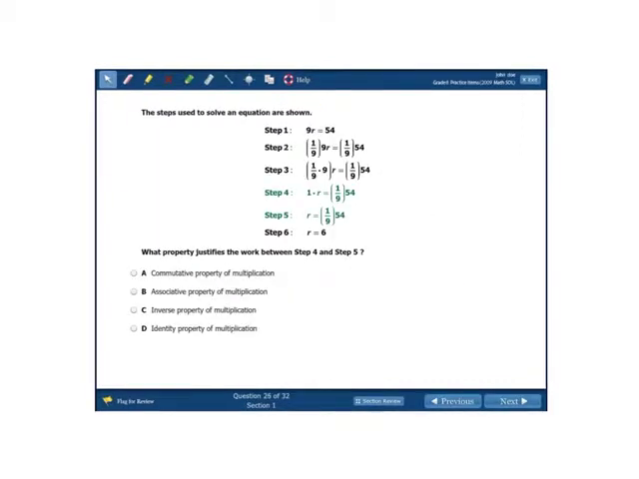Okay, so remember, at this point, I just want to remind you, you should be pausing it to try these problems as we go. If you haven't been doing that, do that now for this one.